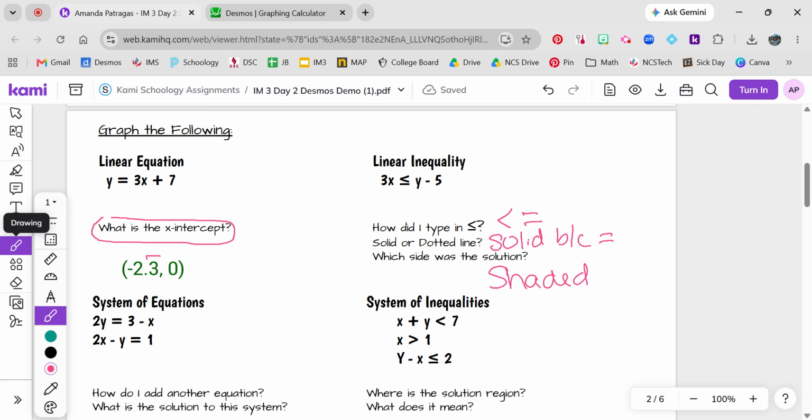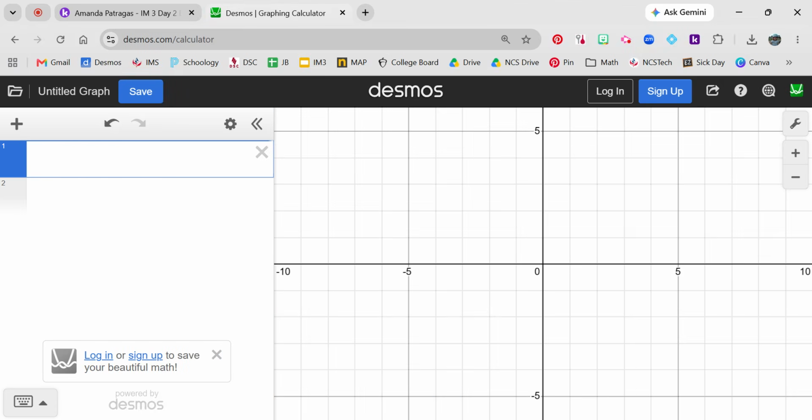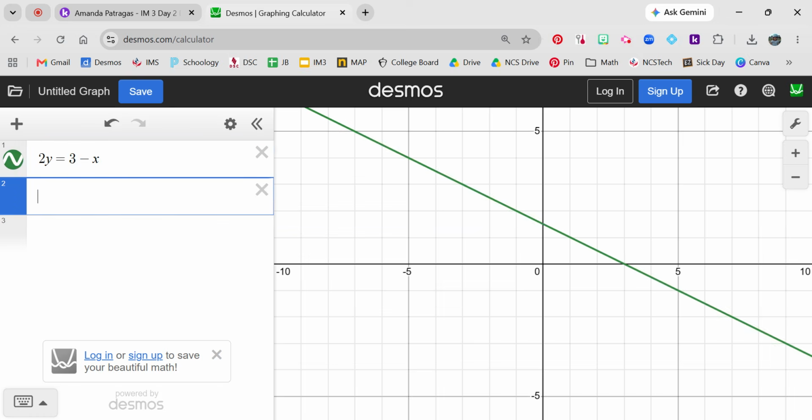Now when we get into systems, we're going to type in two of them in the same graph. So I'm going to clear this out. I'm going to type in 2y equals 3 minus x. I'm going to hit enter and it'll drop me down. You can click into it, but if you just want to hit enter, that will also do it. Minus y equals 1. And here you see that we get those two lines, and now we can see where they cross.